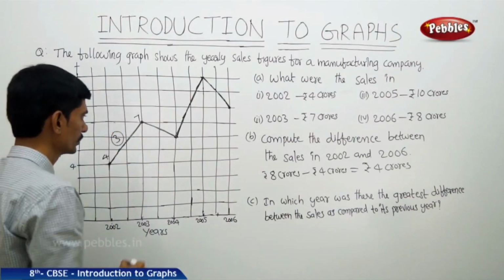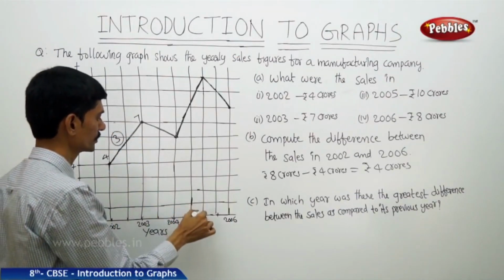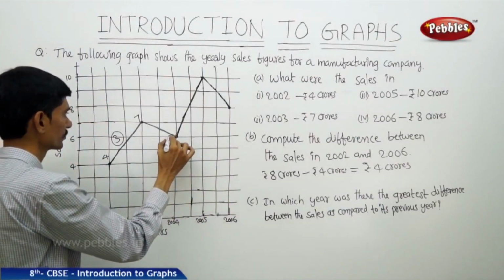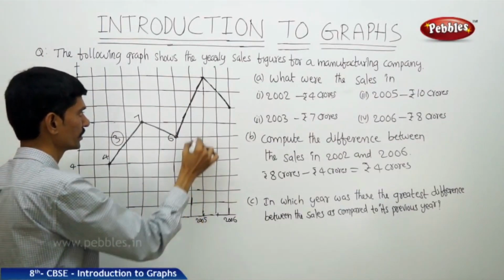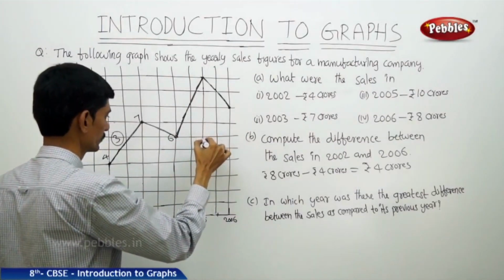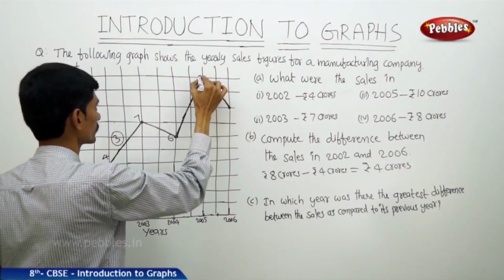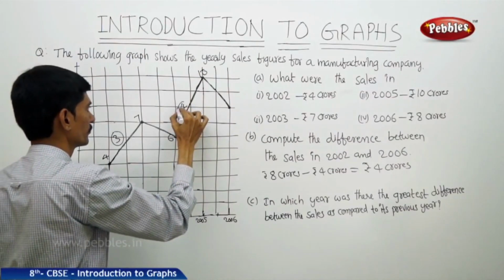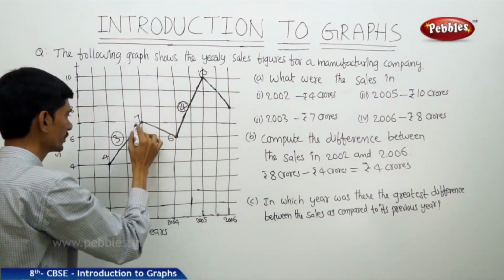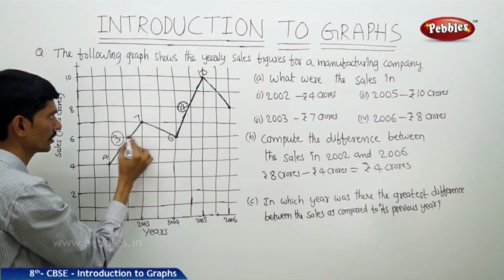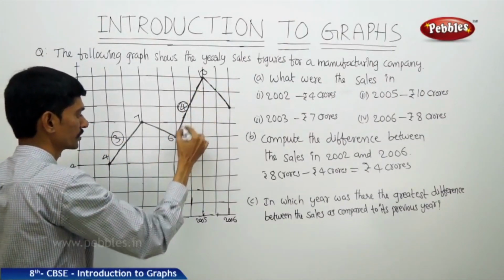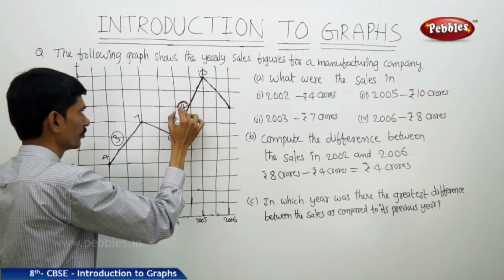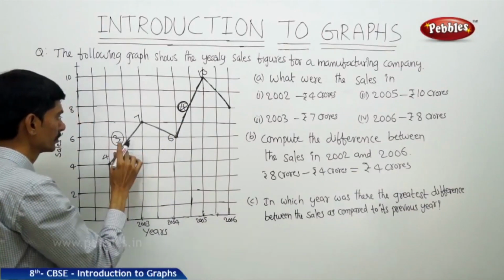But when you compare 2004 to 2005, the sales in 2004 was 6 crores and sales in 2005 was 10 crores. So then 10 minus 6 is 4 crores. So the difference between these two years is 3 crores, and the difference between 2004 and 2005 is 4 crores. So this was the more difference when compared to this difference.